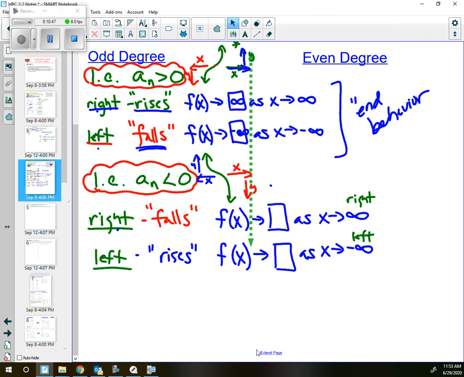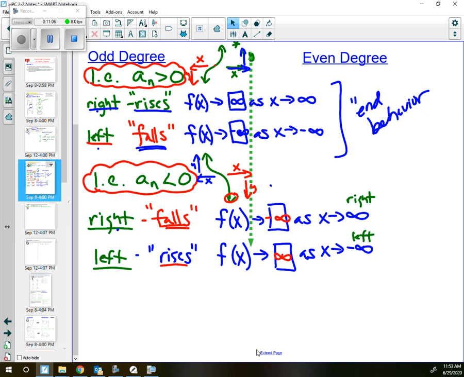All right, so what happens to the value of the function again? Let's fill those in. On the right-hand side, we said it falls. It was going down. See our arrow there? That means negative infinity. It kept getting smaller. On the left-hand side, it rose, though, which would be positive infinity. So the only part of this sentence that you ever have to fill in is what the value of the function does.